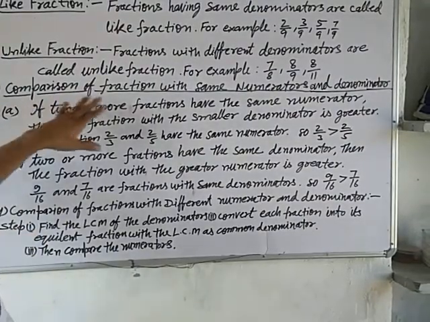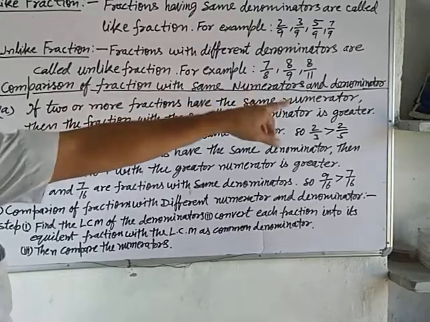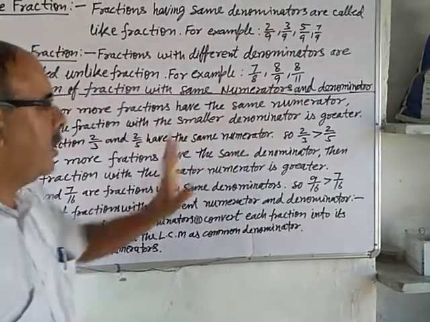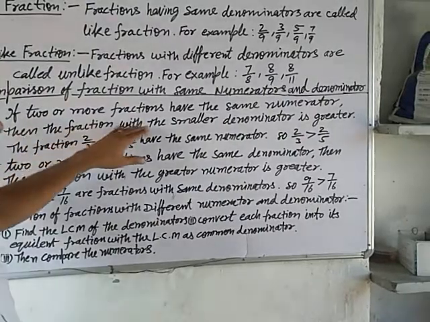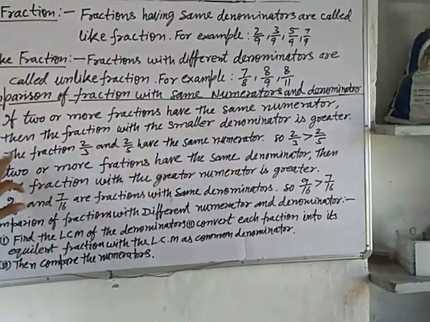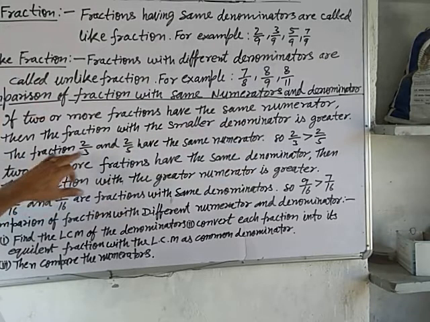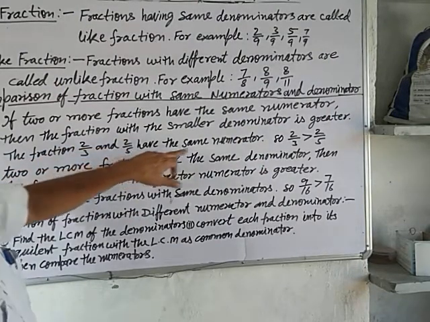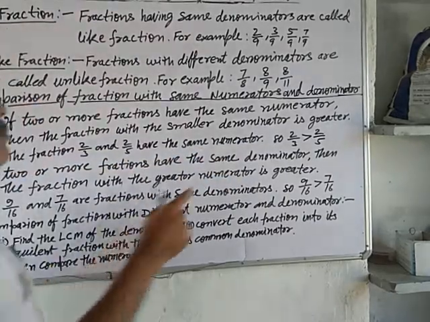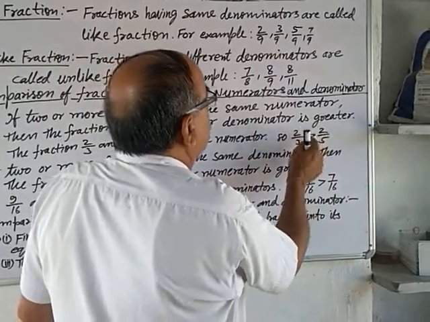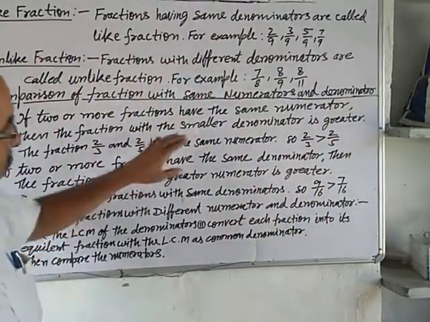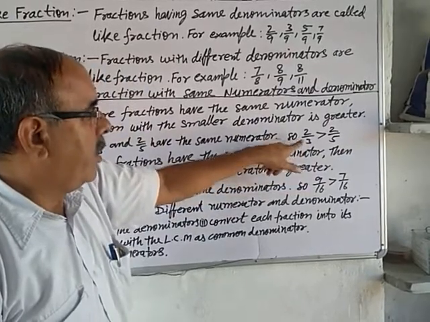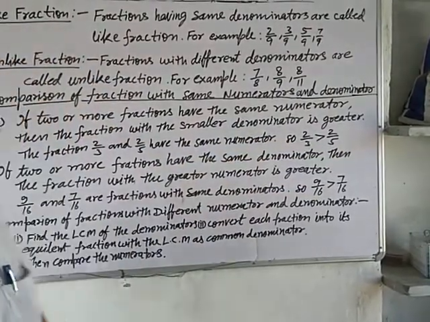First, comparison of fractions with same numerator. If two or more fractions have the same numerator, then the fraction with the smaller denominator is greater. Fractions 2 upon 3 and 2 upon 5 have the same numerator. So 2 upon 3 is greater than 2 upon 5, because the smaller denominator gives the greater fraction. The smaller denominator is 3, so the fraction 2 upon 3 is greater than 2 upon 5.